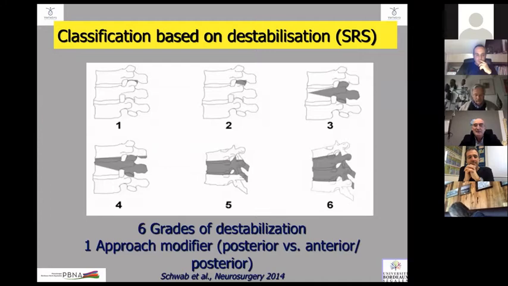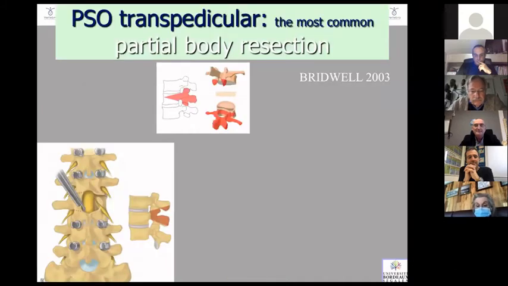So the classification we use for our regular osteotomy is based on the SRS classification with 6 grades from 1 to 6. And what we speak about today is the number 3, a little bit of the number 4 that we combine also with the PSO, because the transpediculodiscal osteotomy is really a very powerful technique.